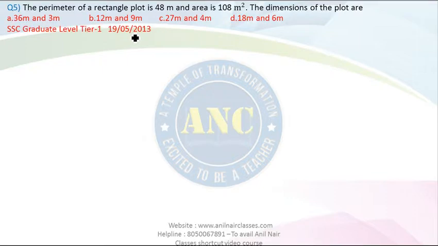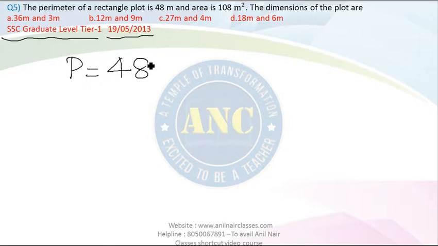See the next question. SSC graduate level tier 1 question in 2013. How beautifully, how fast you can solve it. Perimeter of a rectangular plot is 48 meters. Area is 108 meters square. What are the dimensions of the plot? Answer options are given.